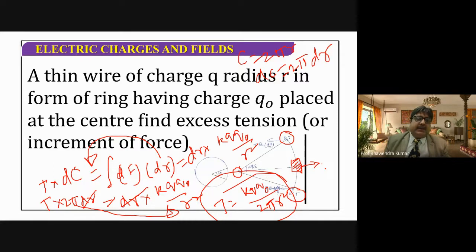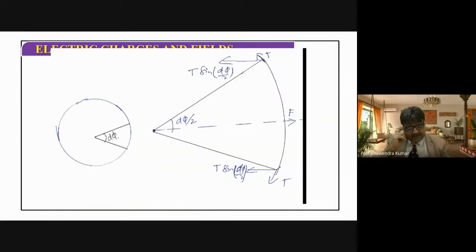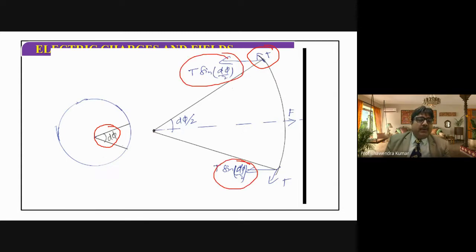Okay, let us see the direct method, that is the calculus method. You can see that the tension is along the tangent, right? So its components will be T cos theta and T sin theta. If the total angle is considered to be d phi, then its components will be T sin d phi by 2, T sin d phi by 2. That will be acting in the radially inward direction, and the repulsive force will be acting in the radially outward direction. Is that clear?